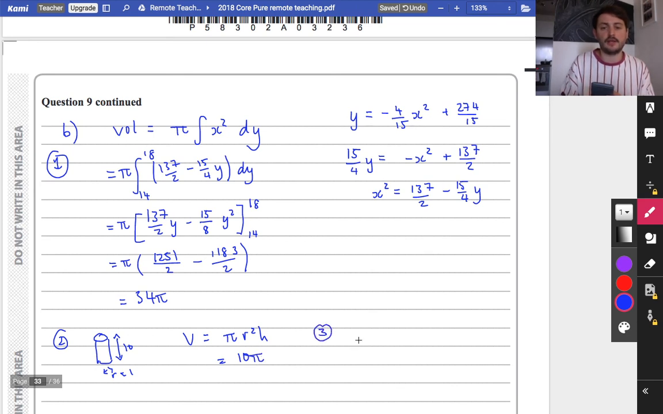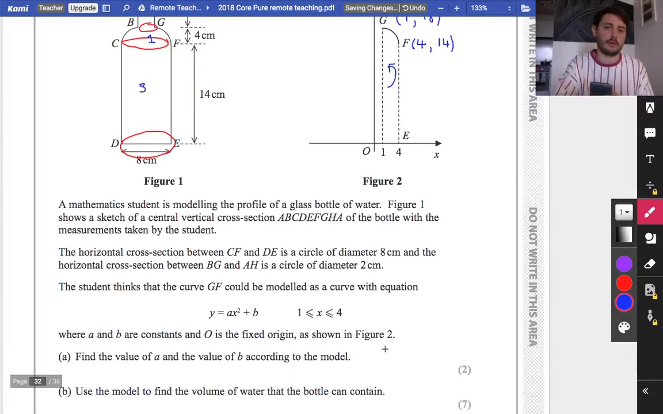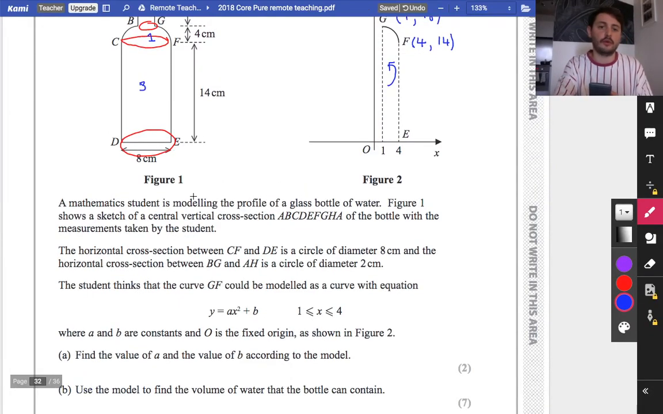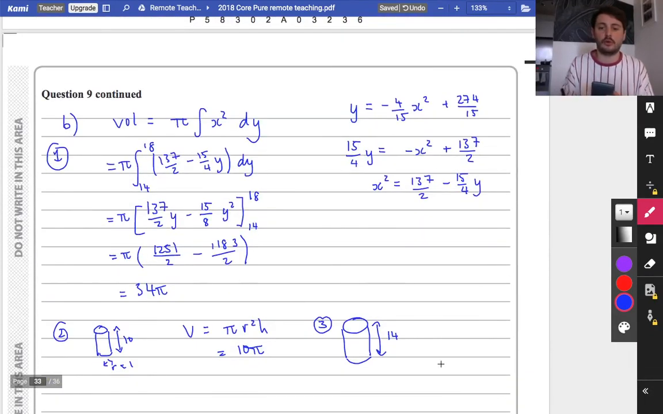My third cylinder is the big cylinder, which has got a height of, I think, 14. Yep, and a radius of 4. Diameter is 8, so radius is 4. Now volume is pi r squared h, that's pi times 4 squared times 14, which is 224 pi.